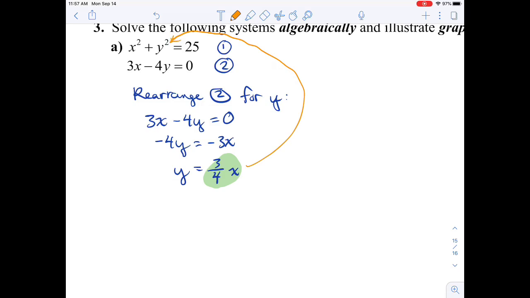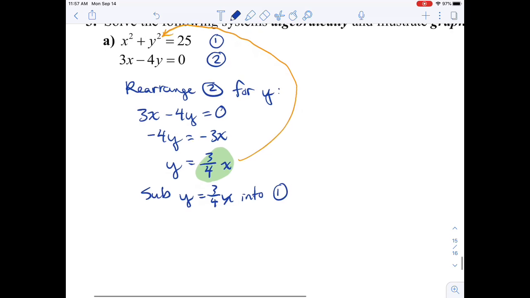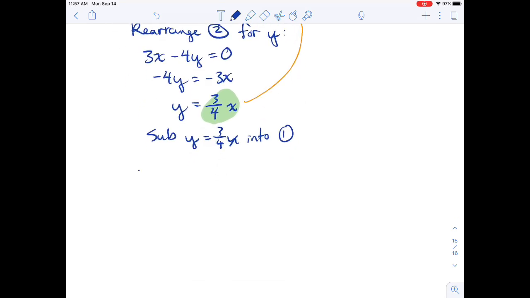So we're going to sub y equals 3/4 x into equation 1 now. So now it's x squared, and instead of plus y squared, it's going to be plus 3/4 x all squared, and that's still equal to 25. And even though we started with a situation that was not just a line in a parabola, it was a line in a circle, we still arrive at this situation, which is now just another quadratic equation that we're trying to solve.